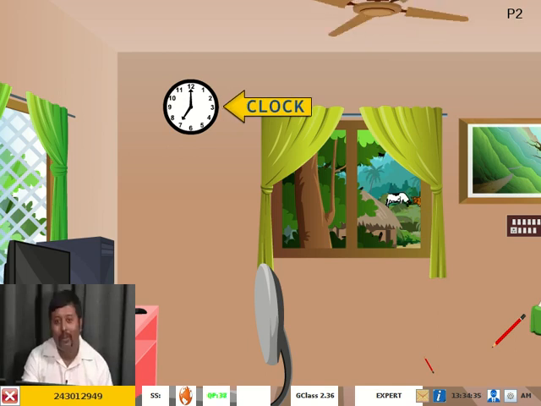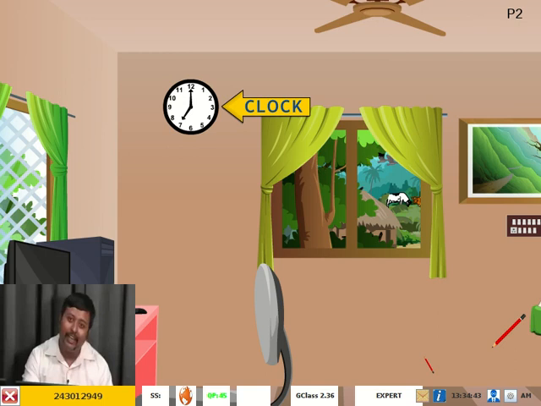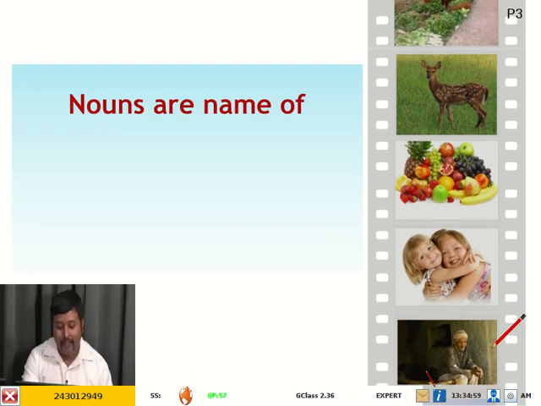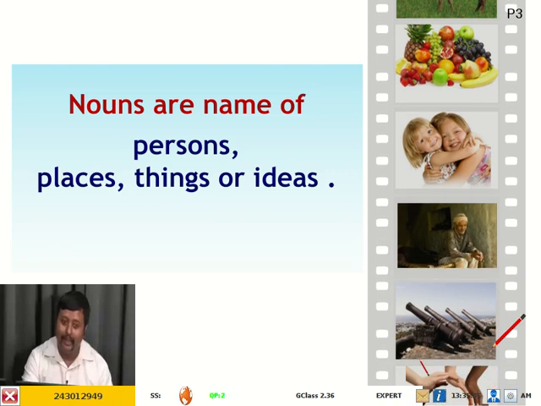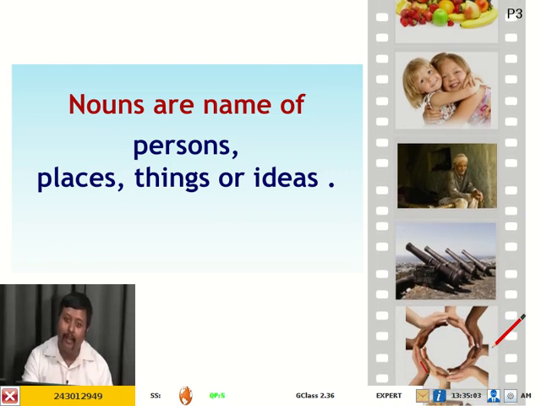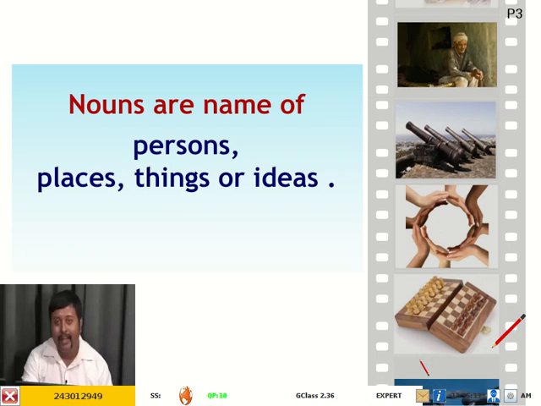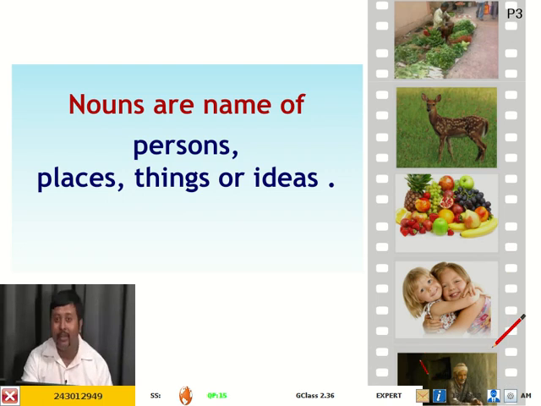What is a clock? Clock is a machine that gives us time. So the machine that gives us time, what is the name of that machine? Clock. So what are all these? These are all nouns, right? So we'll be talking about nouns then. Okay? So what is a noun? Nouns are names of persons, places, things or ideas.